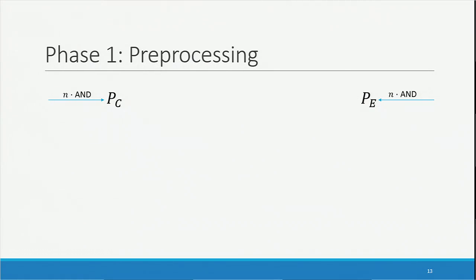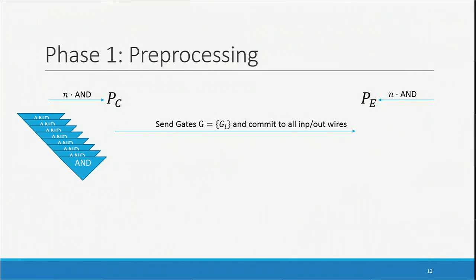We first have a preprocessing phase, where the input to the parties is just a number of how many AND gates we want to prepare for future computations. The constructor will now, as I said, garble a lot of AND gates using this, and it will just send them over, and it will commit to the input and output wires of these gates.